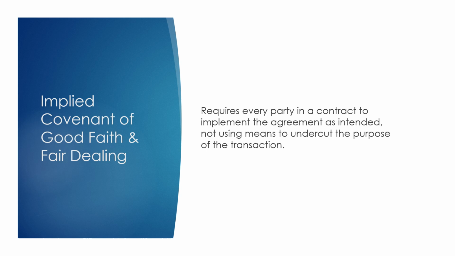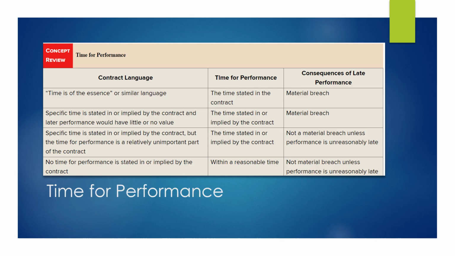Okay, so let's talk about time for performance. If it says time is of the essence and the time is stated in the contract, then there's a material breach. So if they say delivery of goods by Wednesday, time is of the essence. If the other party does not deliver by Wednesday, they have materially breached the contract. If it's stated in or implied by the contract and later performance would have little value.